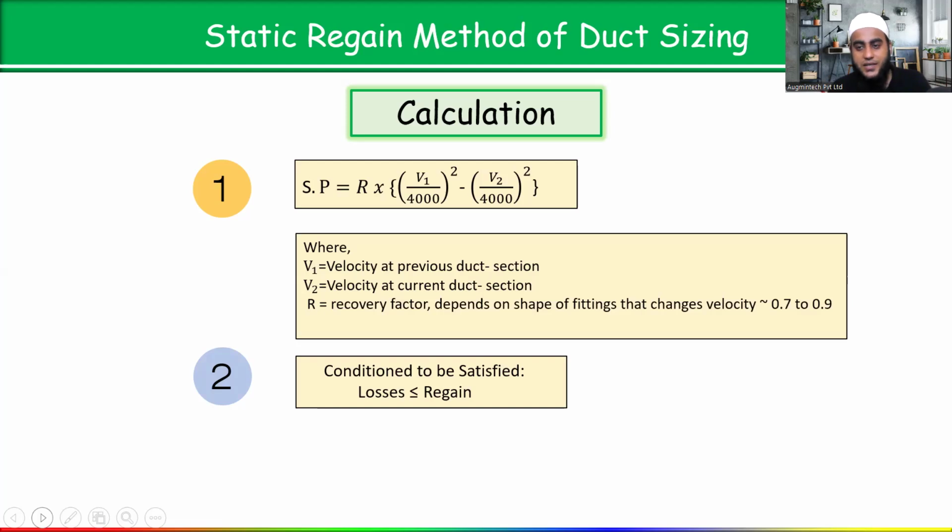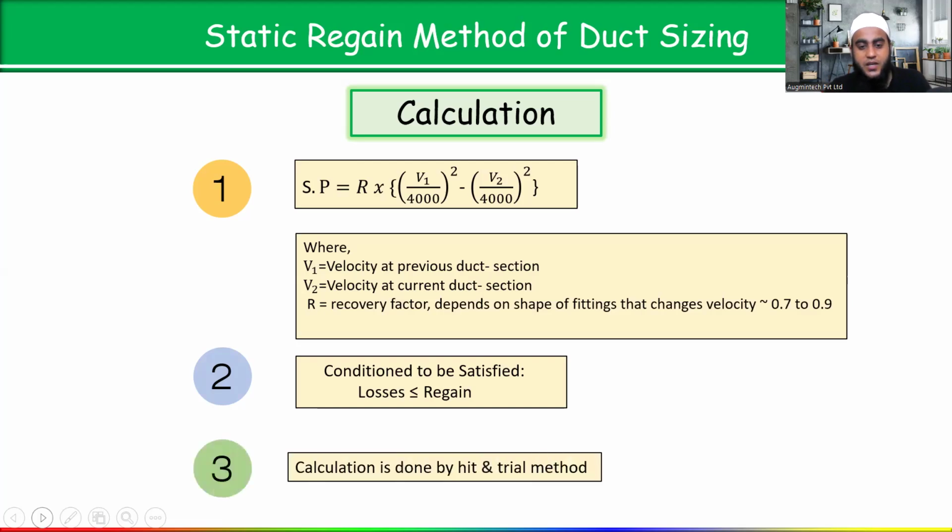If the friction loss value is coming greater than the static pressure value, it means the velocity which we are maintaining inside the duct is not correct. Okay. So again, you have to reduce the velocity and check it. That is why I am telling you, in this method the calculation is done by hit and trial method. Okay. So let's see the example so you will get the idea.